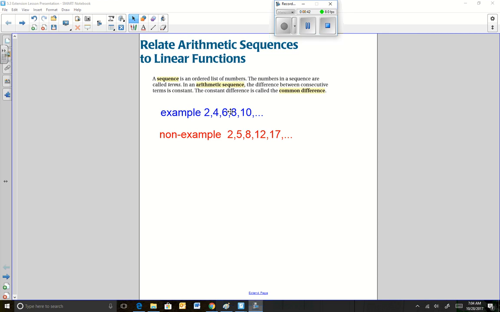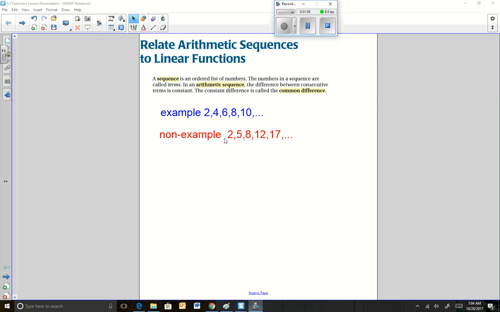So the constant difference is called the common difference. Take a look at the difference here. 2 plus what gets you 4? 2 plus 2. So we're going to add 2 to get to 4. Add another 2 to the 4 and you get 6. Add 2 to 6, you get 8. Add 2 to 8, you get 10. So the common difference here is 2. It keeps going up by 2's.